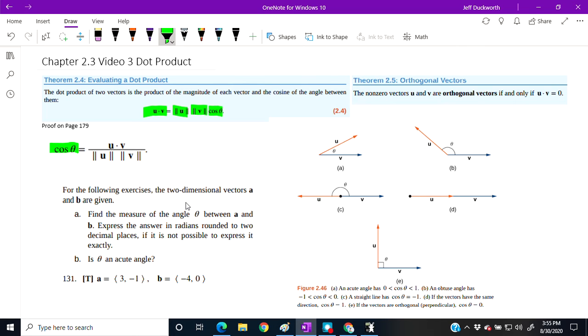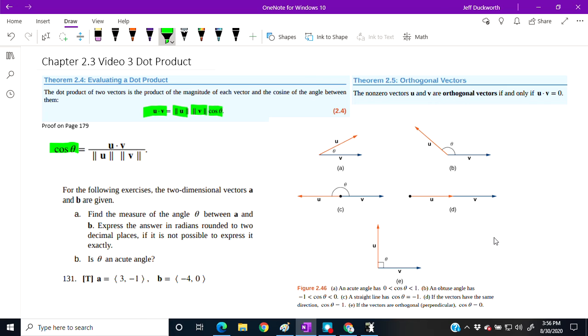So I've got problem number 131 down below, and we're given two vectors. We've given an A and a B vector. And we're looking for the measure of the angle theta between A and B. And we have to express it in radians, rounded to 2 decimal places if it's not possible to express it exactly. And then we have to determine if it's acute. So these over here determine whether or not something is acute or obtuse, or neither, in fact.